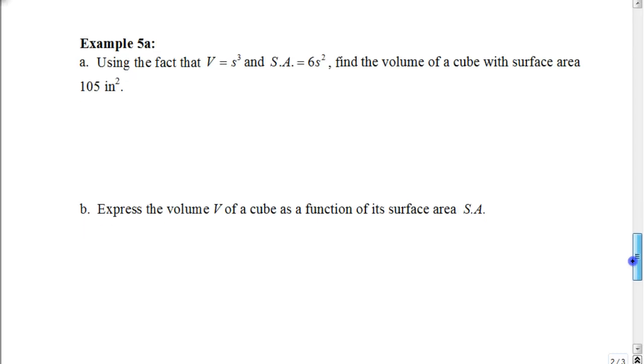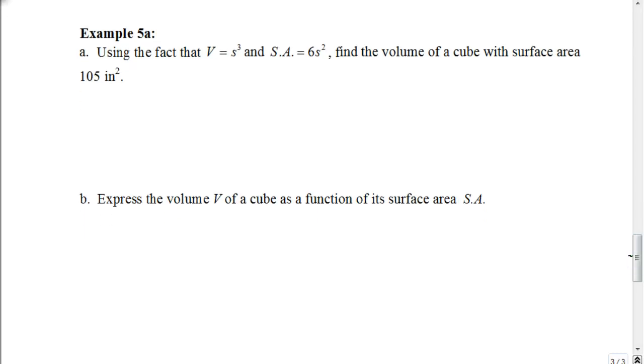Well, let's end this video by looking at this last example. Here we're going to use the fact that V equals s cubed, and s is referring to the side length or the edge length cubed. Some books will use e instead of s. Or the surface area can be found by taking 6 times the side length squared, or the edge length squared.